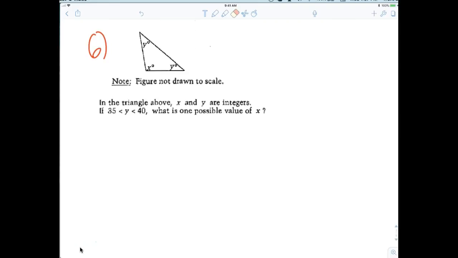All right, in the triangle above, x and y are integers. And what does that mean? Counting numbers. They're in between what two numbers? 35 and 40. So y could be what? 36, 37, 38, or 39. Somebody agree with that? Right, how many degrees in a triangle? The sum of the angles adds up to 180.